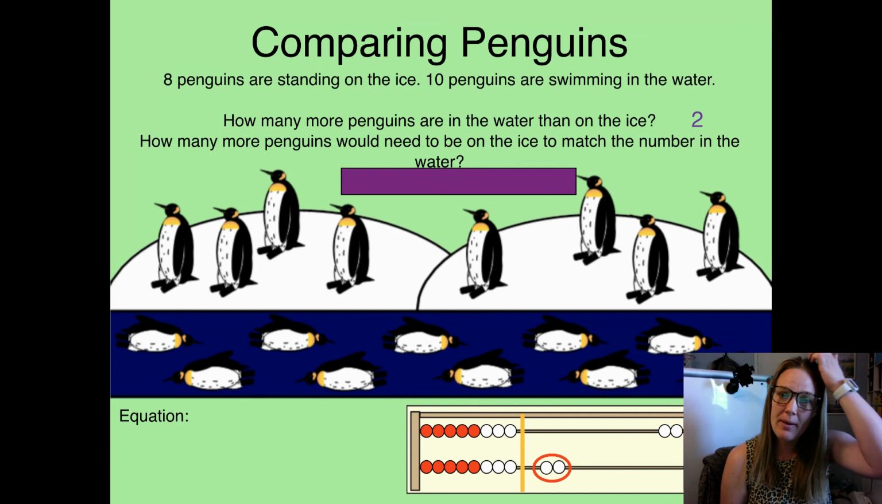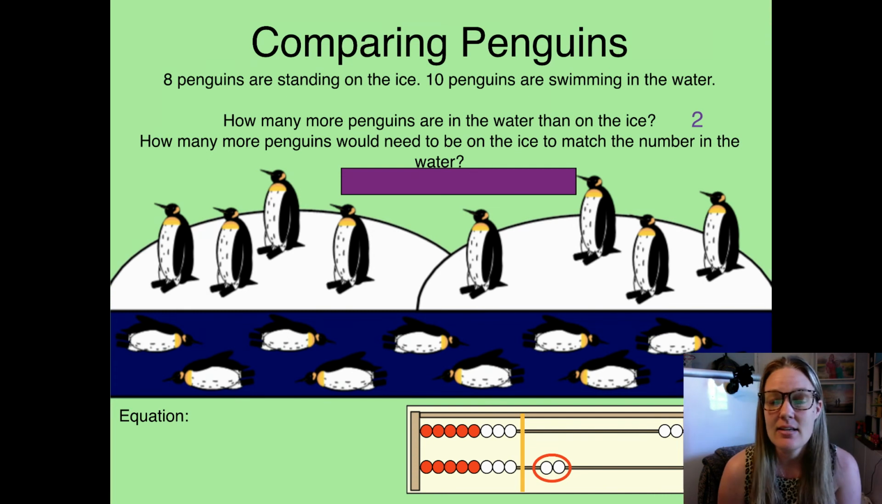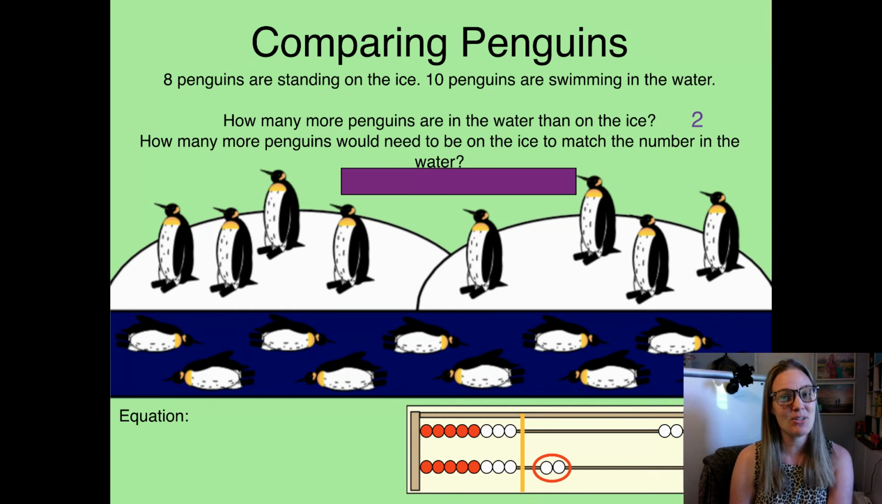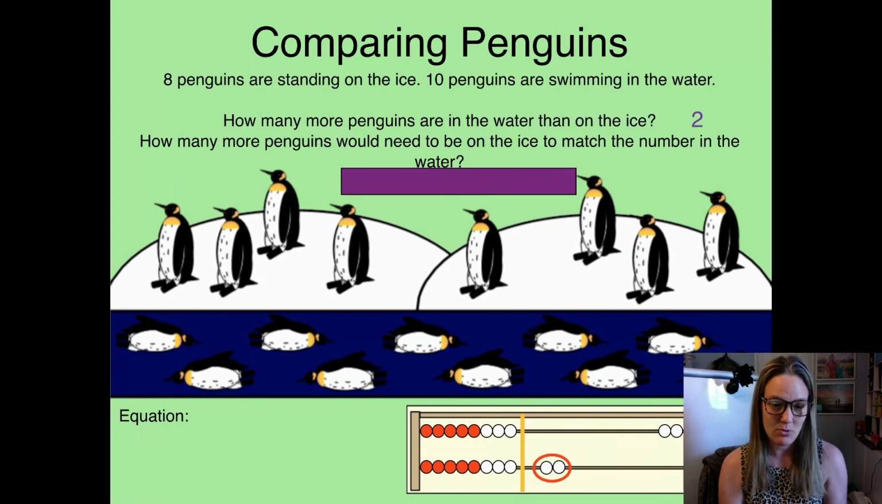How many more penguins would need to be on the ice to match the number in the water? Do this one independently. I think you've got it. What do you think? We'll do this one together once you're all set.